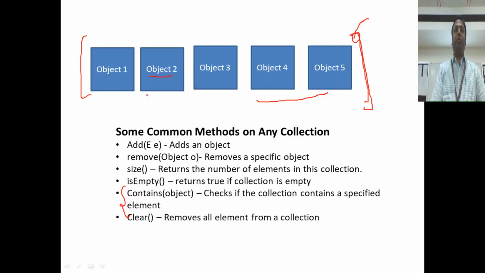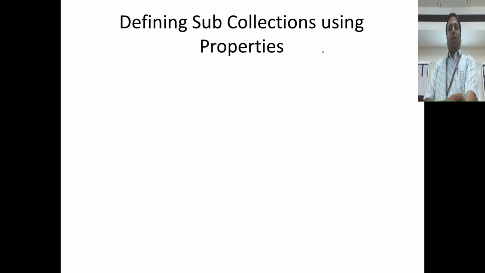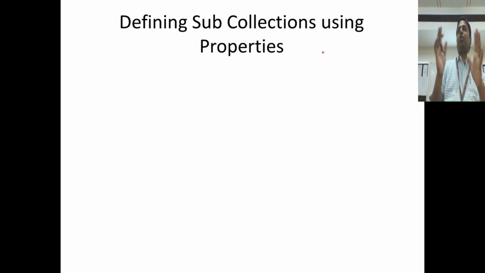Clear. What do you mean by clear? Remove all the objects from my collection. So when you think of any collection, these are some of the common methods on any collection. Let it be of any type, either string or your own user defined objects. A collection can also have sub collections. In the sense, you can attach some properties to your collection and say it is of a certain type.